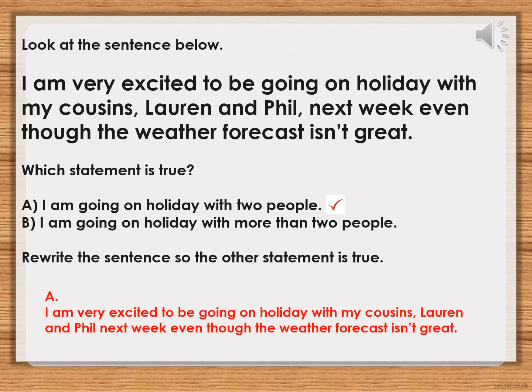The correct answer is A, I am going on holiday with 2 people. If you rewrote the sentence so that B was true, it would read like this. I am very excited to be going on holiday with my cousins, Lauren and Phil, next week, even though the weather forecast isn't great. You can see that the comma after Phil has been taken away.